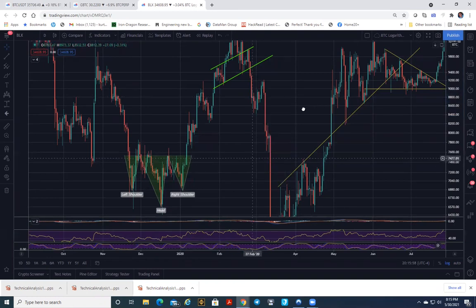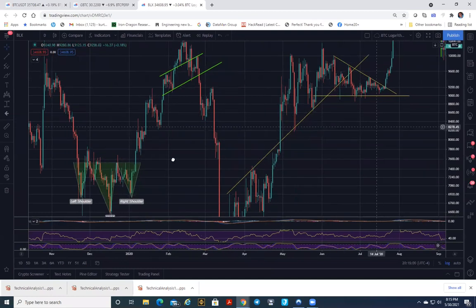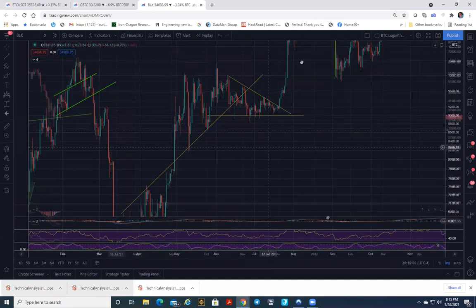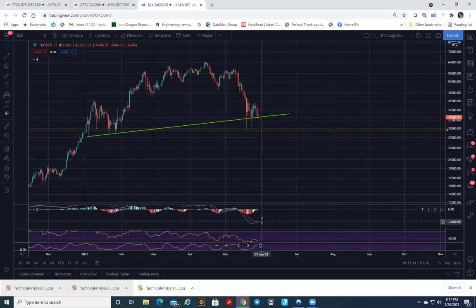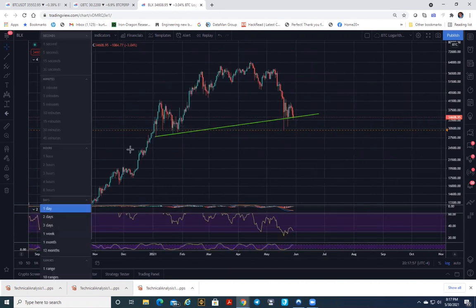You don't have to be in a position all the time. It's way better to just take your time. When this blue line right here crosses that red line, we're going up. So we'll put this on the weekly.